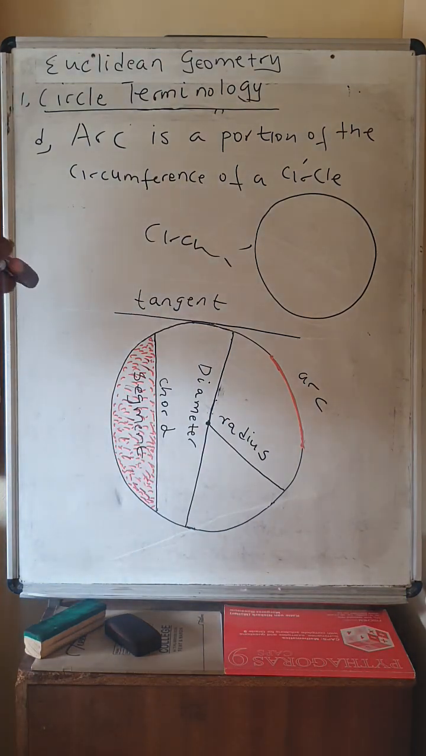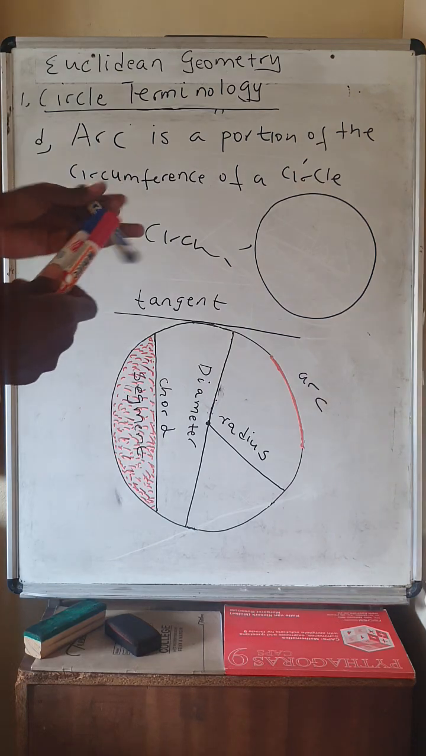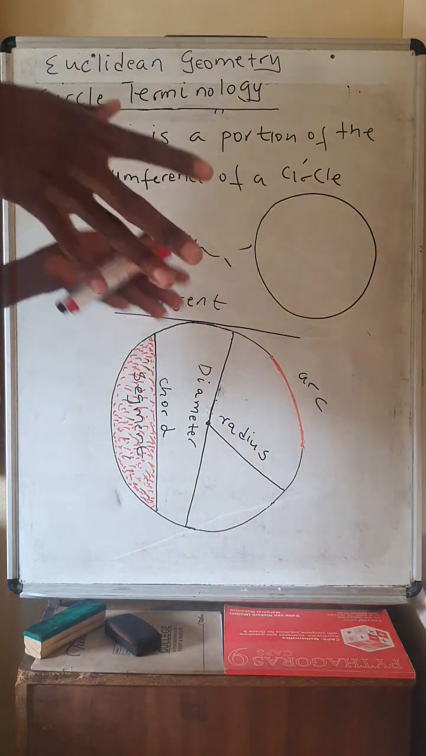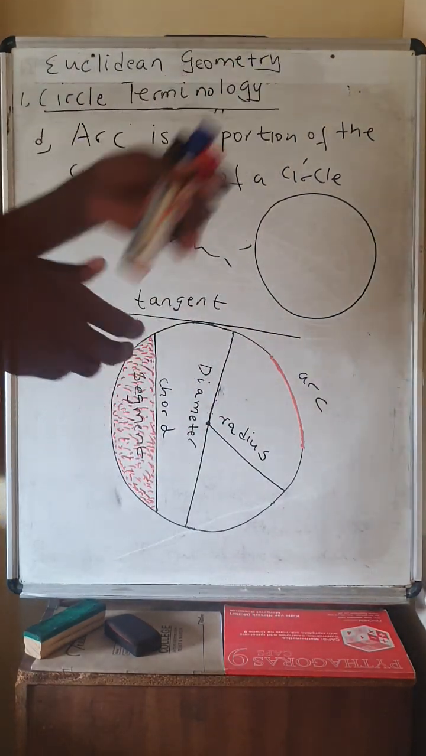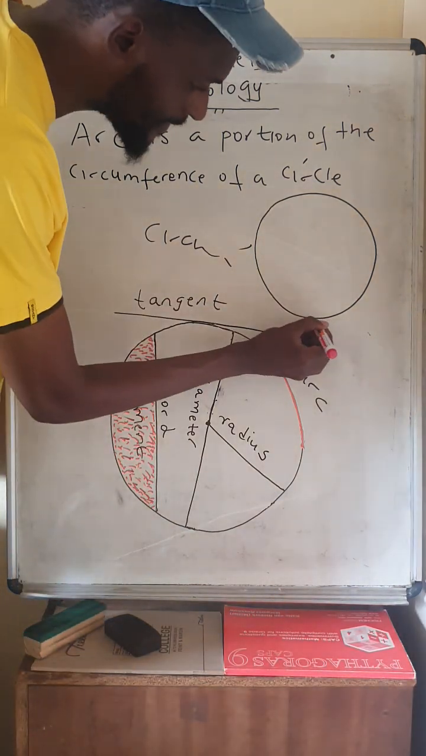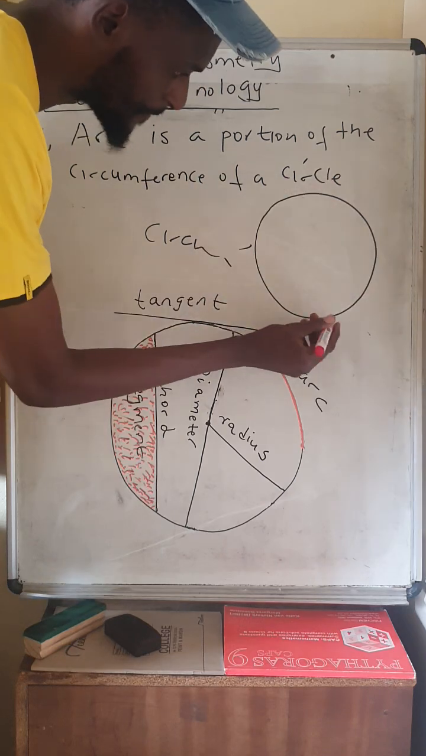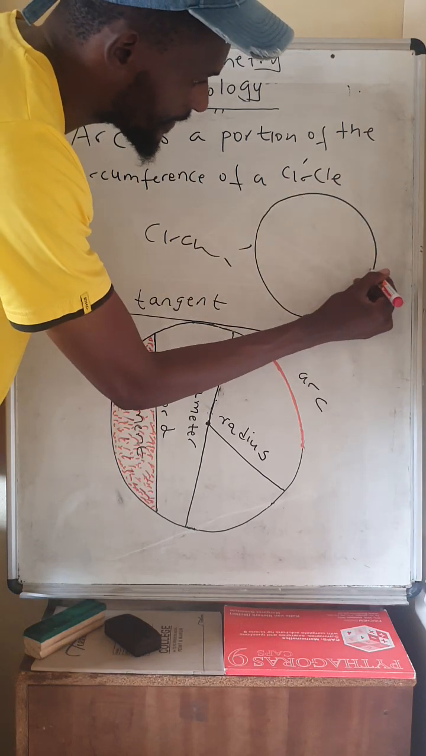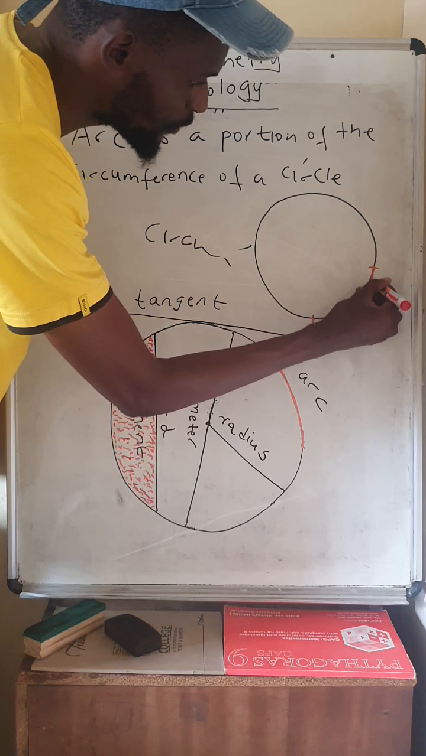But now here's the thing. What is an arc? I said an arc by definition is a portion of the circumference of a circle. So let us look at this. If I select just a portion here, let me just take this portion here.